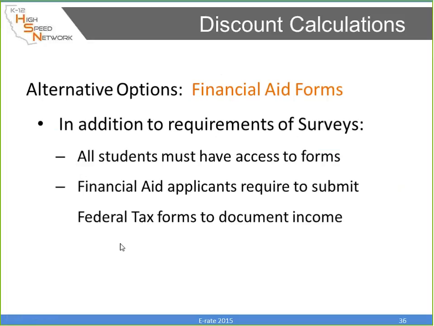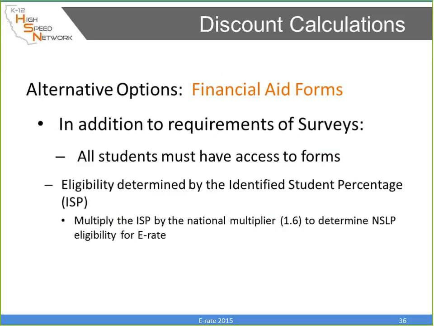Other options. Again, survey is not the only option. Financial aid form. If you happen to be a school site that's tuition based, you can use your financial aid forms as that survey tool. A few caveats: all students must have equal access to that form, and the applicants are required to submit federal tax forms to document their income. So those are just in addition to the rules that apply to a survey. This would also be included for the financial aid form.